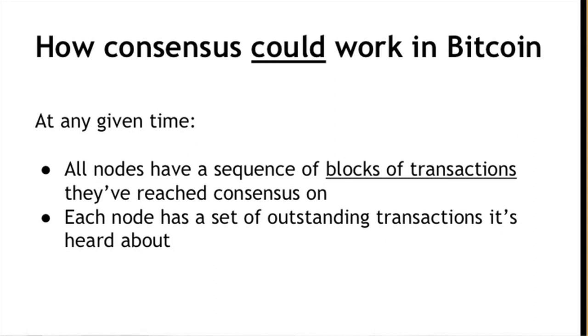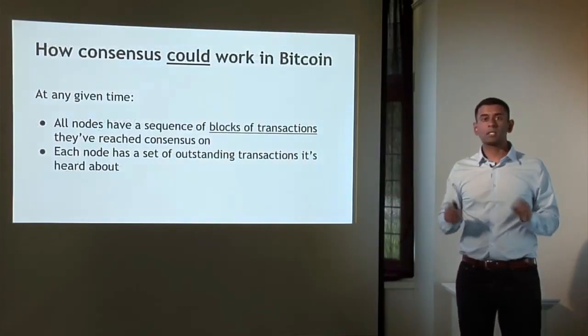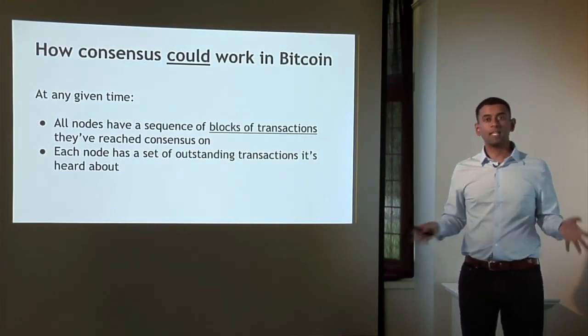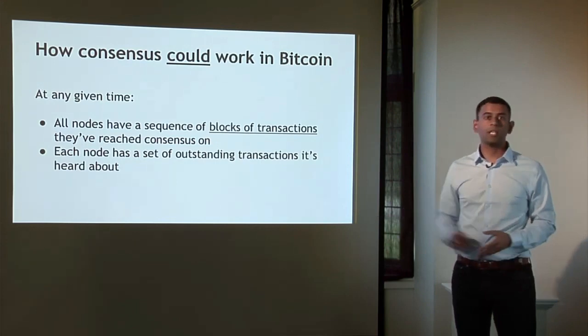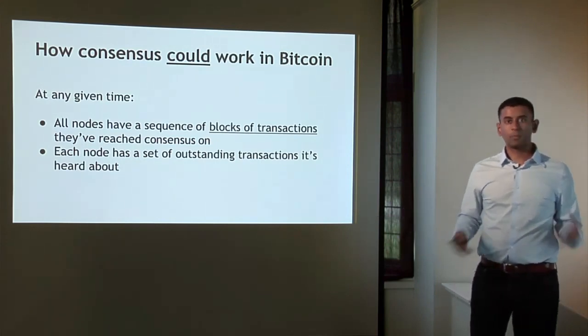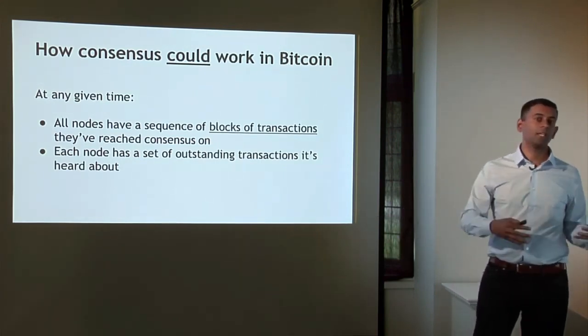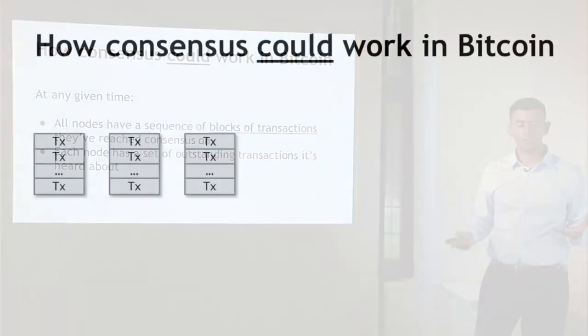So at any given point, all these nodes in the peer-to-peer network would have the sequence of blocks that they've agreed upon already. And each node would then have a set of outstanding transactions that it has heard about. So recall that for these transactions, consensus has not yet happened. And so almost by definition, each node might have a slightly different version of the outstanding transactions that it's heard about. The peer-to-peer network is not perfect, so some node may have heard about a transaction, but not other nodes.